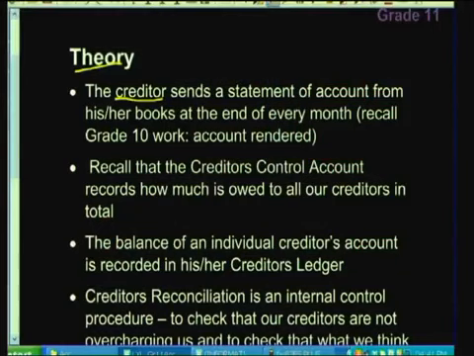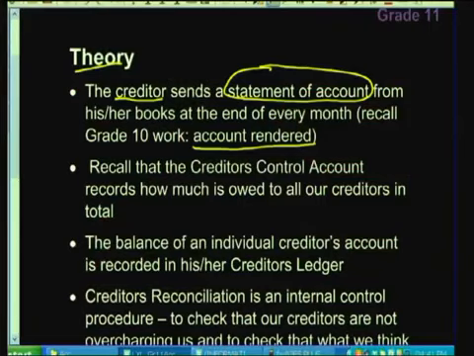Now let's have a look at some of the important theory that you're going to need to revise and that you're going to need to cover. So the first thing that's important is that the creditor sends out what we call a statement of account. The creditor, remember, that's the person that we owe the money to, is going to send us at the end of every month a statement of account which tells us, listed in columns, how much money we owe that creditor at the end of the month.